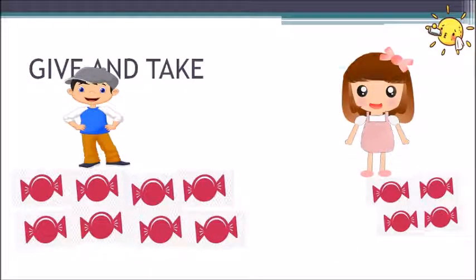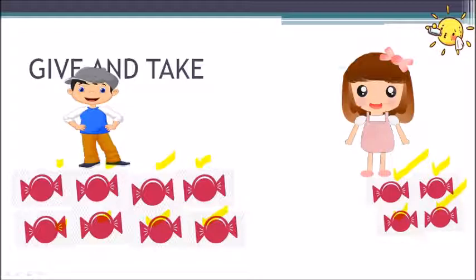What do you understand by give and take? Let's see. There are two students in the picture. One is Raja and another one is Rani. Rani was so upset. So Raja asked her, "What happened, dear?" Then she replied, "You have more toffees than me. Let's count." Raja has 1, 2, 3, 4, 5, 6, 7, and 8 toffees. And how many toffees does Rani have? Rani has 1, 2, 3, and 4 toffees.